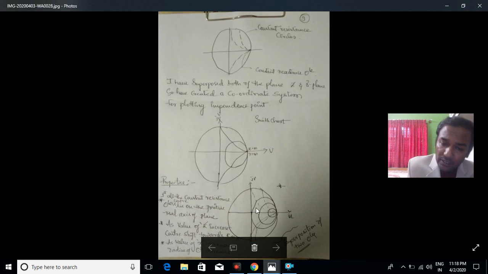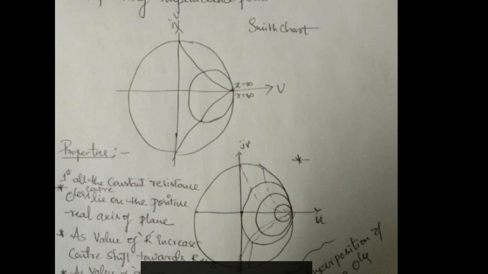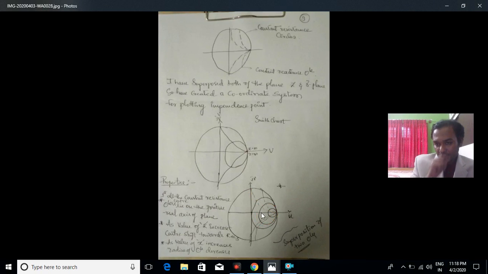The superposition of the two circles is seen in the following diagram. You can see very clearly the superposition of the constant resistance circles and the constant reactance circles. So these are a few basic properties followed while drawing a Smith chart. Next we'll go on to the next sheet, next page.